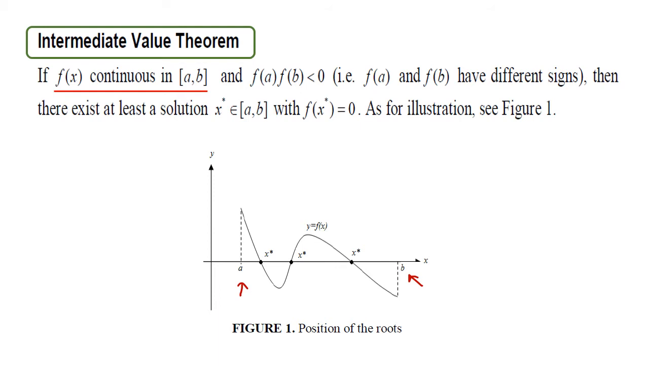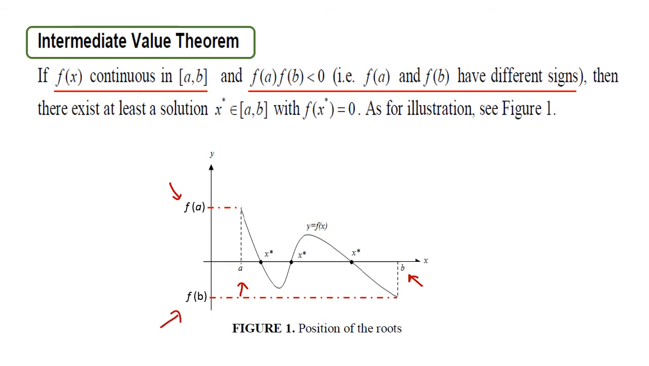It's continuous on the interval a and b, where f(a) times f(b) is less than 0, which means f(a) and f(b) have different signs. When you substitute the point a into f(x), you get f(a), and when you substitute b into f(x), you get f(b). You can see here f(a) and f(b) have different signs: f(a) is positive, f(b) is negative. So when you multiply f(a) and f(b), you will get less than 0.